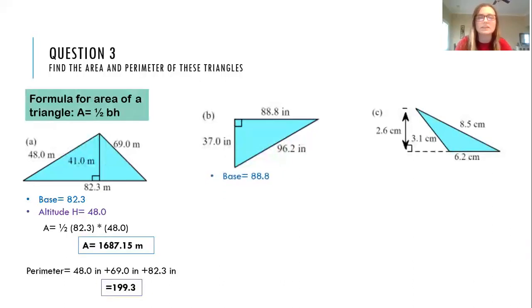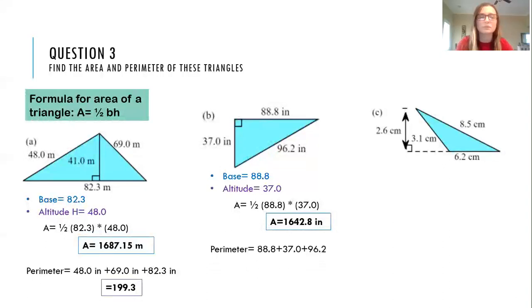Let's go to B. So for B, our base is 88.8, and our height is 37.0. So we plug in our numbers into our equation. 1/2 times 88.8 times 37.0, and this equals 1,642.8 inches. And then for our perimeter, we add up all of our sides, 88.8 plus 37.0 plus 96.2, which comes out to be 222.